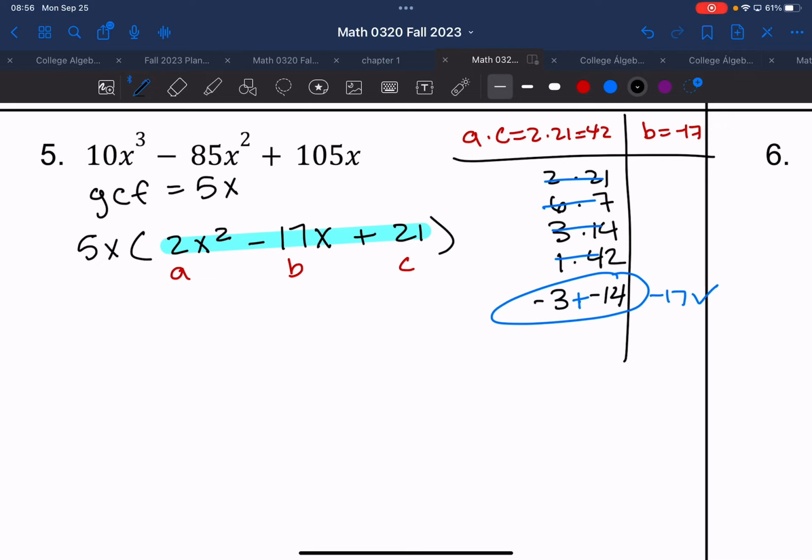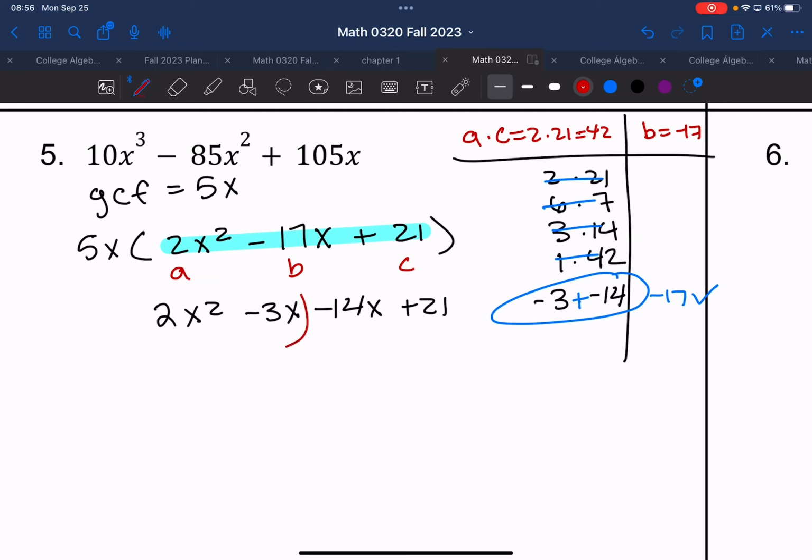Okay, so I have 2x squared minus 3x minus 14x plus 21. I just wrote out whatever my factors were in that order to show you that even though I didn't match up the 14 with the 2 and the 3 with the 21, I'm going to get the same answer. It's not going to make it more complicated. I just like to match up my numbers to make it easier when finding the GCF. But I just expanded that negative 17x to negative 3x minus 14x.